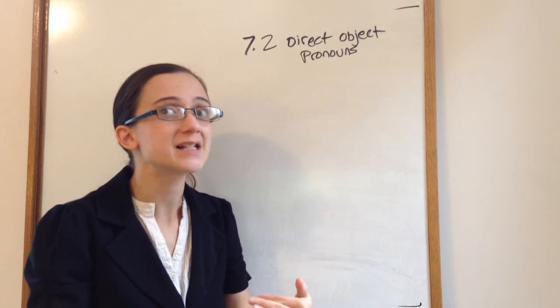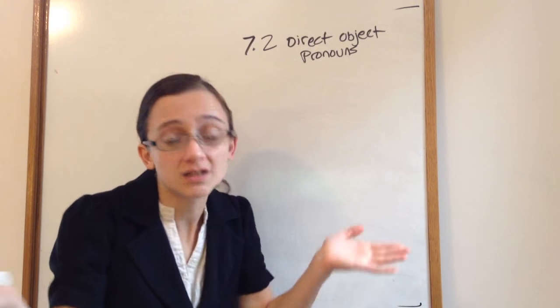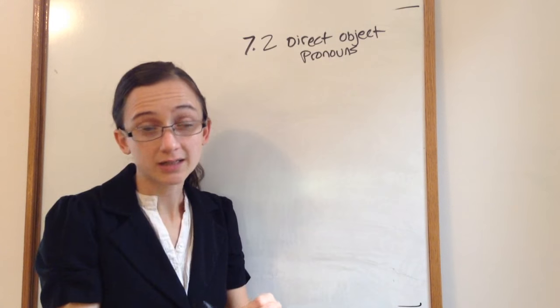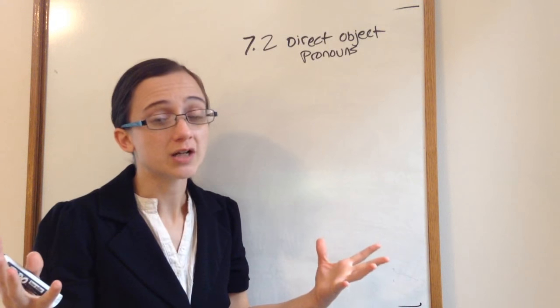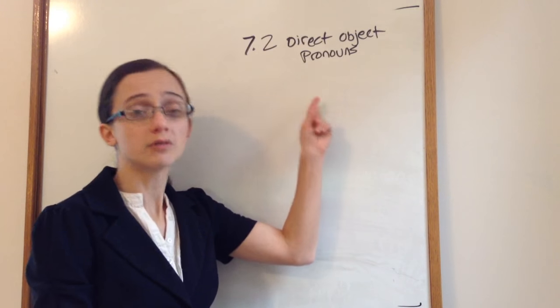The dog ate... Everyone's waiting. What? What did the dog eat? The paper. There's our direct object. So first, that's the really important thing to understand, what the direct object is in a sentence at all. Then we need to use our pronouns.